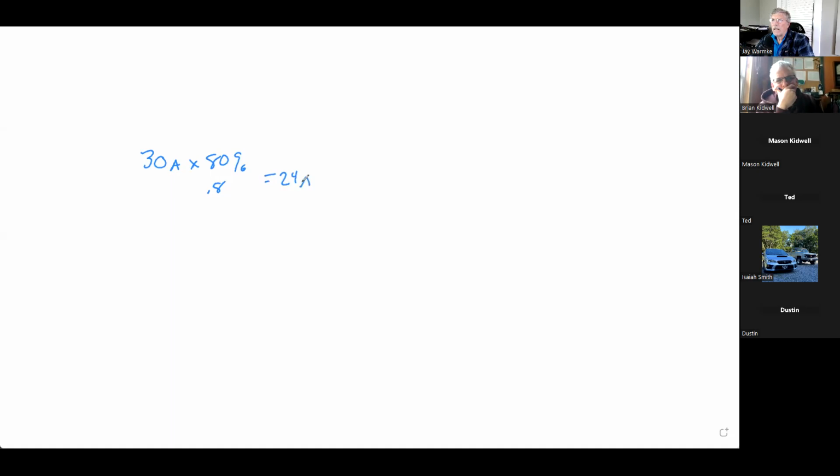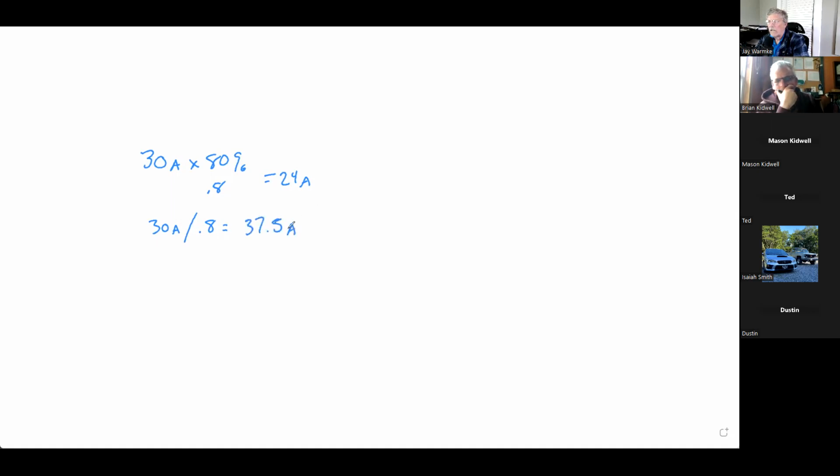Well, if I looked up in the book, what size wire do I need to carry 24 amps? I would end up with 12 gauge wire. Smaller wire? Yeah, smaller wire. Too small. So what I end up doing, because I'm really trying to determine the wire size, is I'd say 30 amps divided by 0.8. And now that's going to be 37.5 amps.